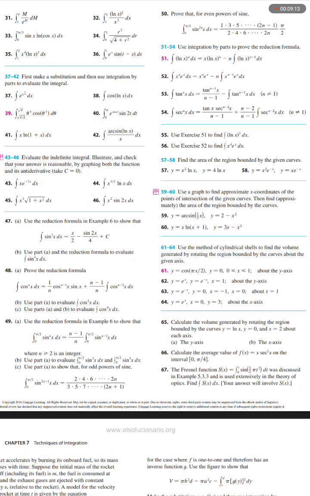Number 47, part A. Use the reduction formula in example 6 to show that the integral of sine squared x dx equals x over 2 minus sine 2x over 4 plus big C. Part B. Use part A and the reduction formula to evaluate the integral of sine to the fourth power x dx.